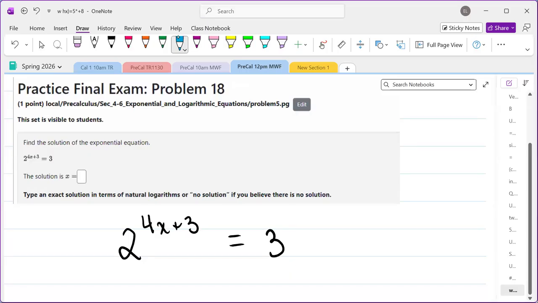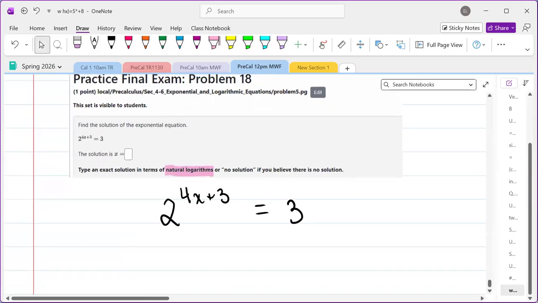All right, so my equation: 2 to the 4x plus 3 is equal to 3. Now, there is no way to turn 2 into 3 or 3 into 2 without involving a logarithm. Now, the directions here specifically say type an exact solution in terms of natural logarithms. So what that means is the very first step here, I need to use a log so I can move my power down in front of the log. That way my x is actually on the line and then I can solve for it.